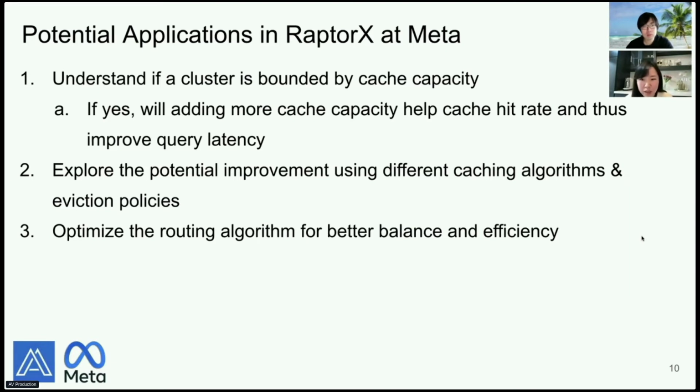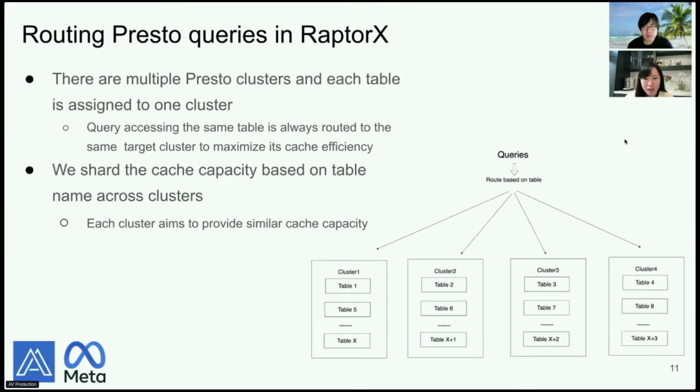Secondly, shadow cache will also be helpful to explore and evaluate the potential improvements in the new caching algorithms. Right now, we are using plain LRU, but a more sophisticated eviction policy could potentially bring up the cache hit rate or save some storage. Lastly, we want to optimize the routing algorithm for better balance and efficiency. I will explain a little bit more.